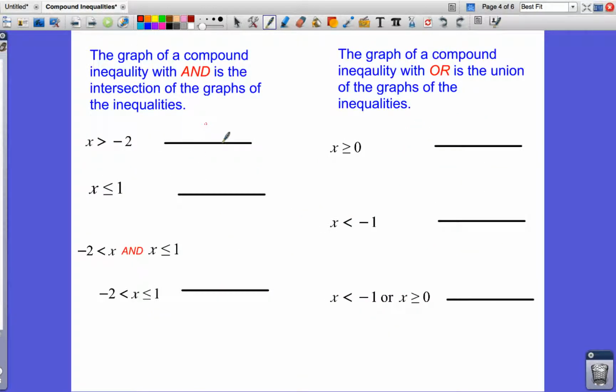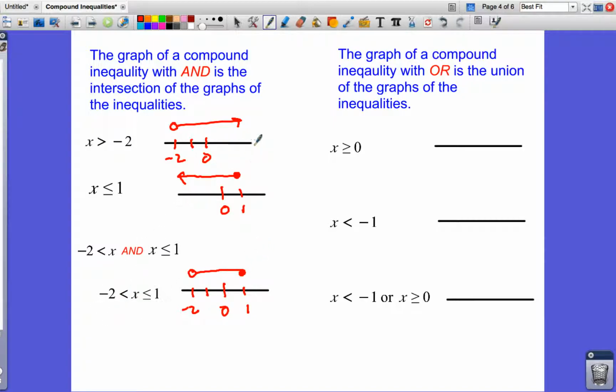Now, if we did two separate inequalities, just real quick, if I had 0, this would be -2. If I wanted to graph x is greater than -2, I have an open circle, all the numbers greater than. Then if I had the graph of x is less than or equal to 1, I'd have a closed circle shaded to the left. If I want to do an AND graph, it's the intersection of these two graphs, which is what we just did. So here would be my 0, -2, 1, and I would combine both of these graphs, and that would be my final answer.